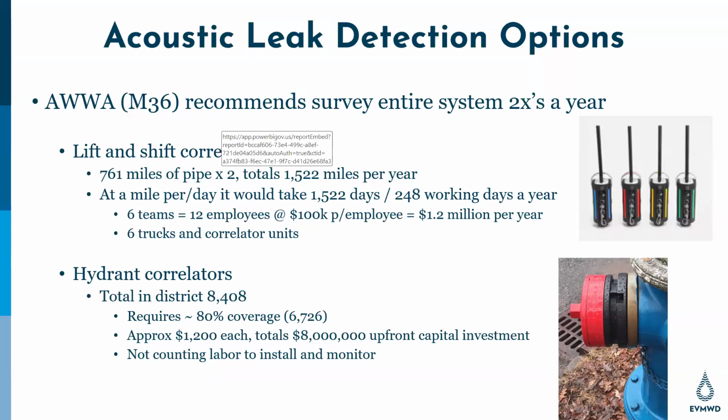Each of those correlators is approximately $1,200, which totals about $8 million upfront capital investment. And again, that's just for the equipment. That's not counting the labor to install it, and then someone has to monitor it and also purchase the software. So again, these are back of the napkin calculations associated with Elsinore Valley. But you can use that same information for your service area to come up with an idea: is the lift and shift correlator a good option, or hydrant correlators, or invest in the DMAs?